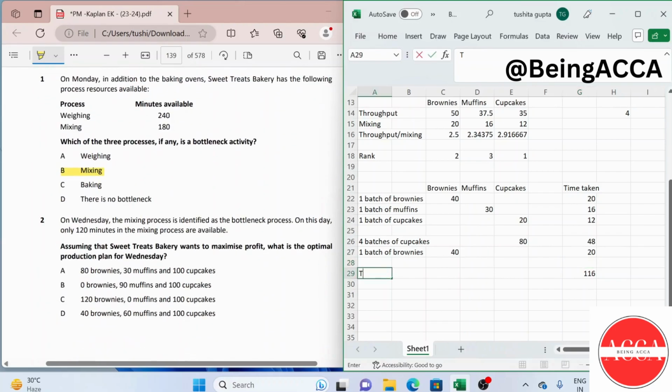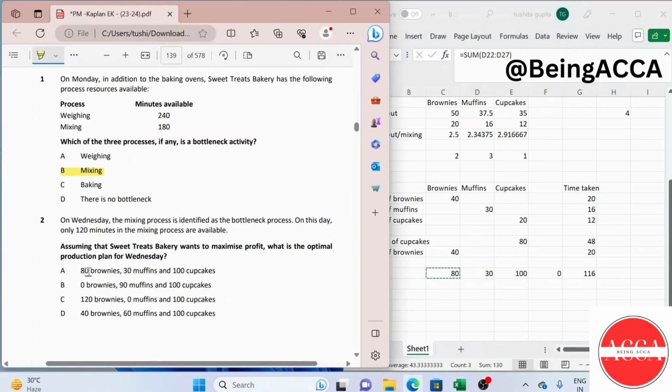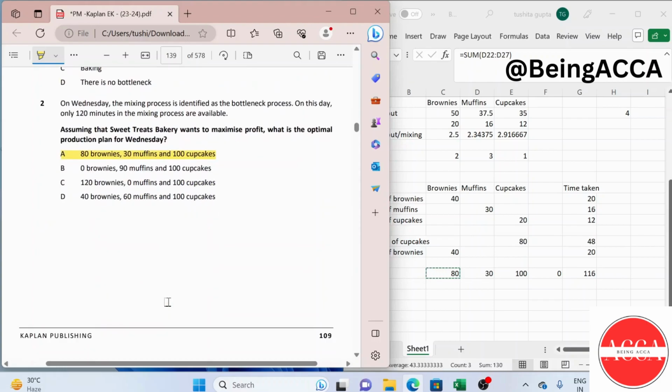So I'm just going to total these up to find out how much of each product I am going to be producing. Drag this till here, right? So 80 brownies, 30 muffins, and 100 cupcakes, which is the first option, option number A.